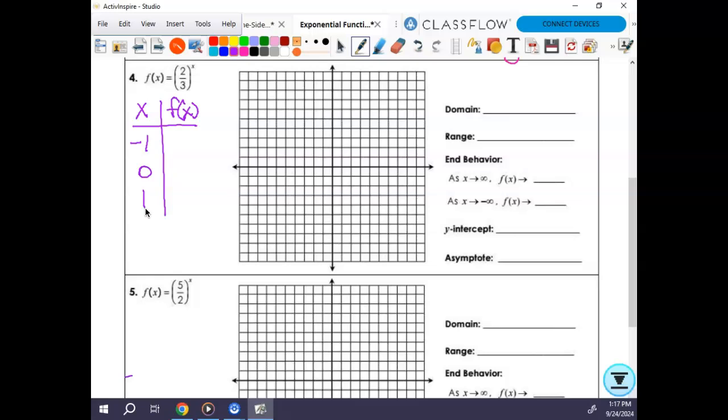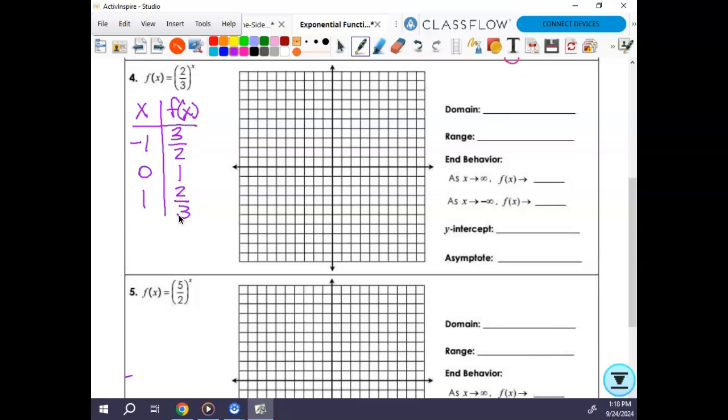Three over 2, because we do the flippy thing, right? Weren't you the one that told me the flippy thing yesterday? It's the reciprocal, 3 over 2. 2/3 to the 0 power is 1. 2/3 to the first power is 2 over 3.